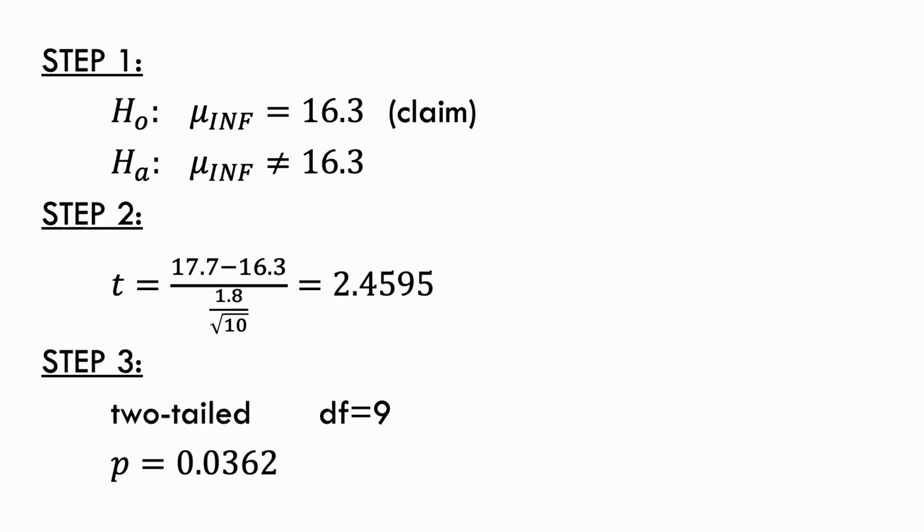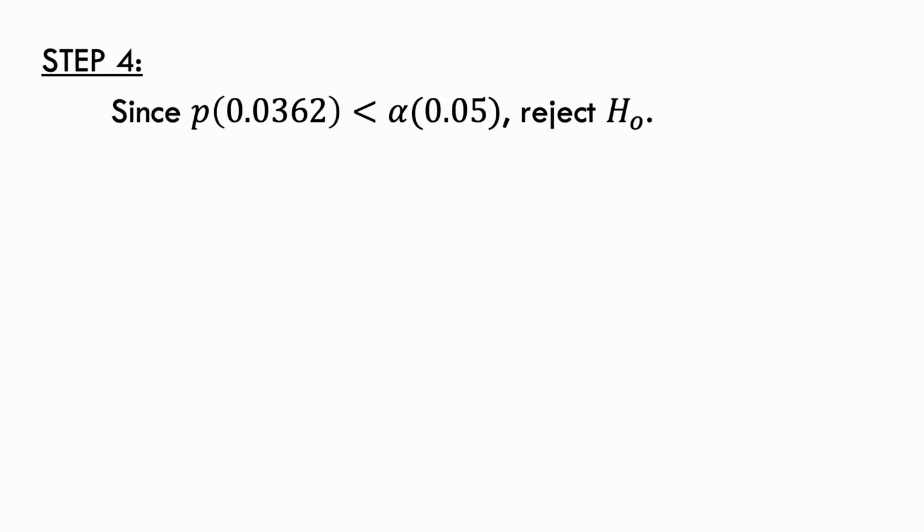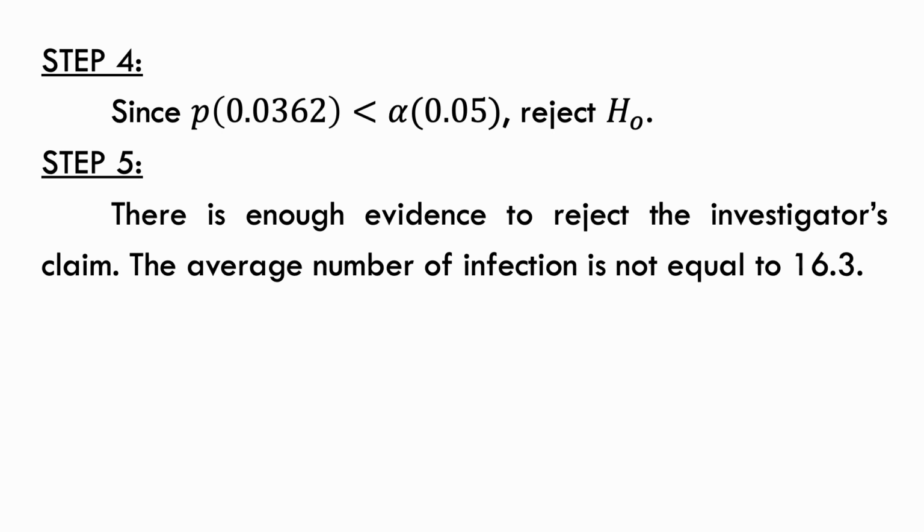2.4595. Since this is two-tailed and our DF is 9, our p-value is 0.0362. Now, comparing our p-value and our alpha, since p is less than our alpha, we reject our null hypothesis. Since rejected ang ating null hypothesis, then we conclude that there is enough evidence to reject the investigator's claim and that the average number of infections is not equal to 16.3.